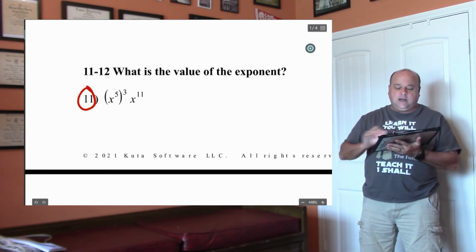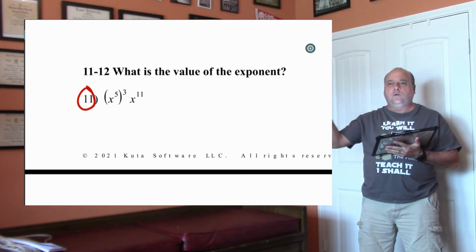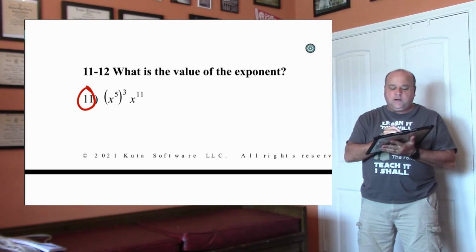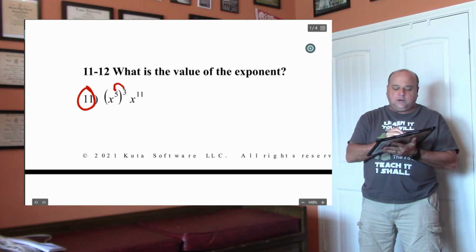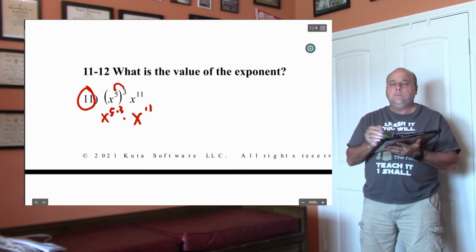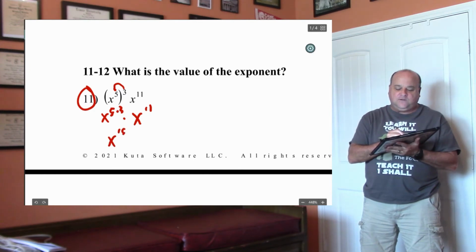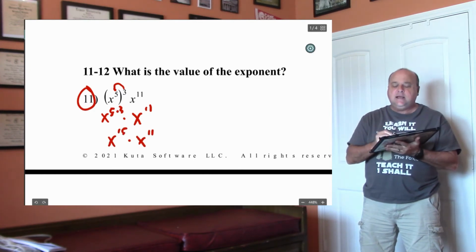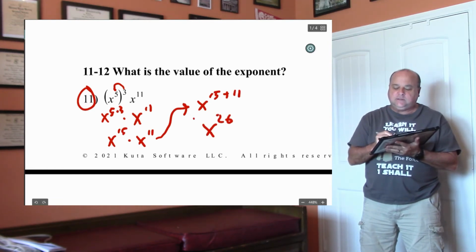Let's go to number 11. You got to get rid of the parentheses first. So on this one, the parentheses is here. So I'm going to do x to the 5 times 3 times x to the 11. This is going to be x to the 15 times x to the 11. Now I'm just going to add up those exponents, aren't I? And I'm going to get x to the 26.